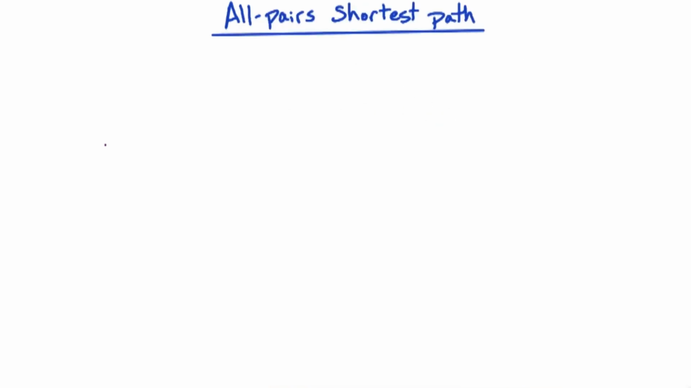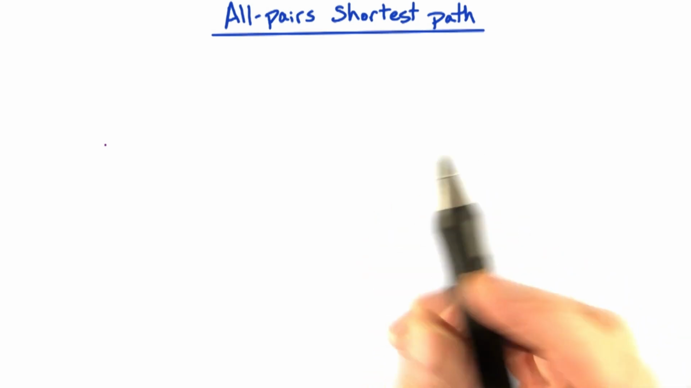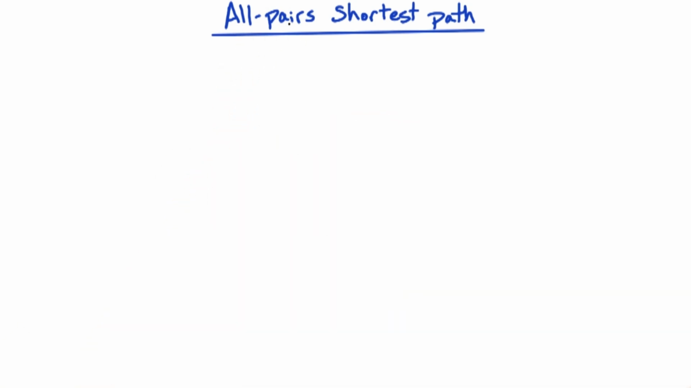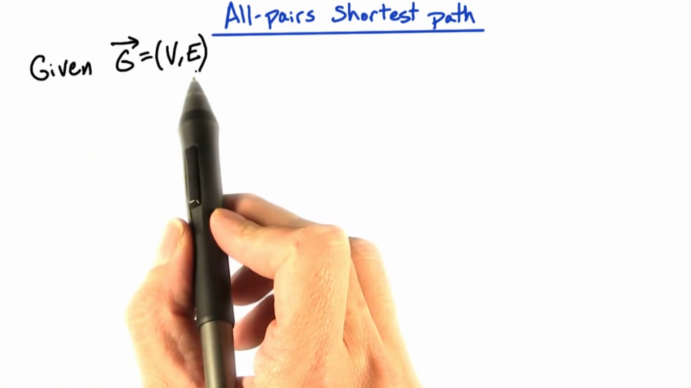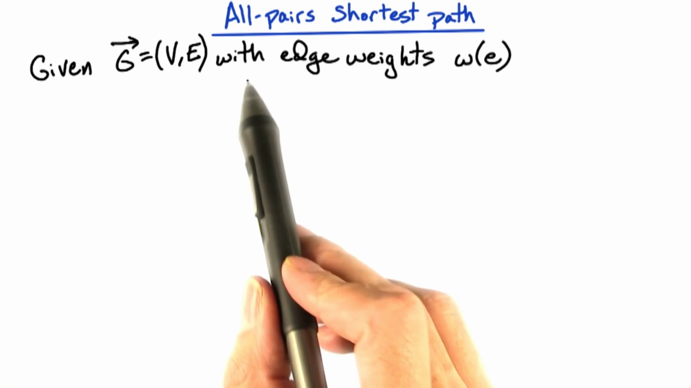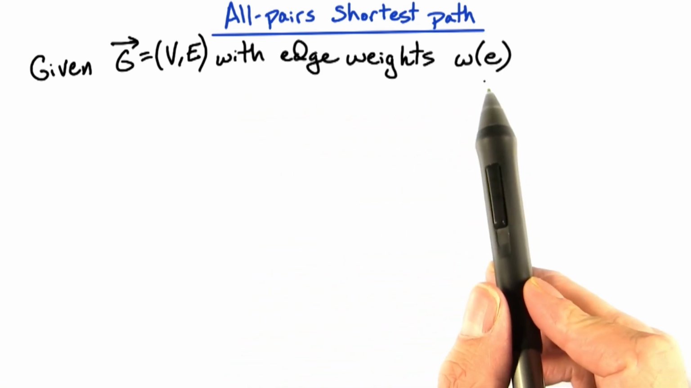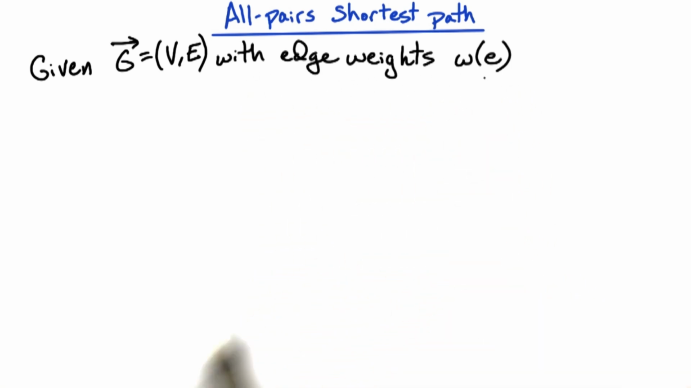Let's look at one more variant of the shortest path problem, and this will give us a chance to look at a slightly different style of dynamic programming solution. So what we did before with Bellman-Ford was we had a single source, and we looked at the shortest path from that single source to all other vertices. Now we're going to look at all pairs shortest path. Once again, we're given a directed graph, G, along with edge weights. And these edge weights, again, can be positive or negative.